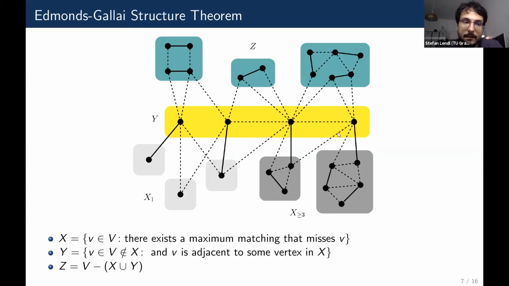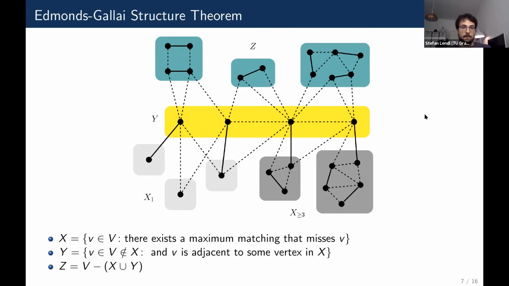So we look at maximum cardinality matchings. For these, there's the nice Edmonds-Gallai structure theorem, which goes as follows. You have an arbitrary graph, and you define X as the set of vertices for which there exists a maximum matching that does not cover them. For instance, in this maximum matching of this graph, this one vertex is not matched, so it is contained in X. And you can construct a maximum matching for all of the vertices down here where they are not matched. Then Y, the yellow vertices, are the neighbors of the vertices in X, and Z, the blue vertices up here, are the rest.